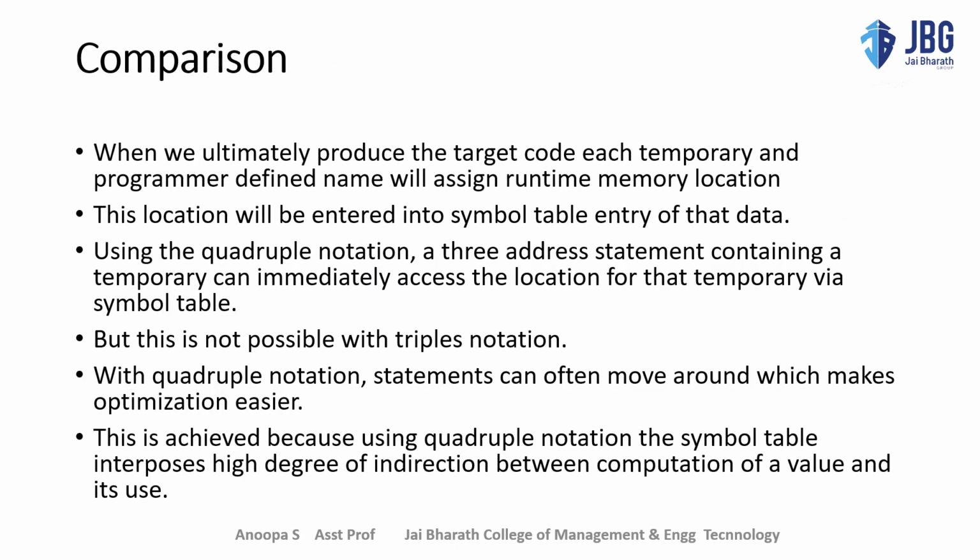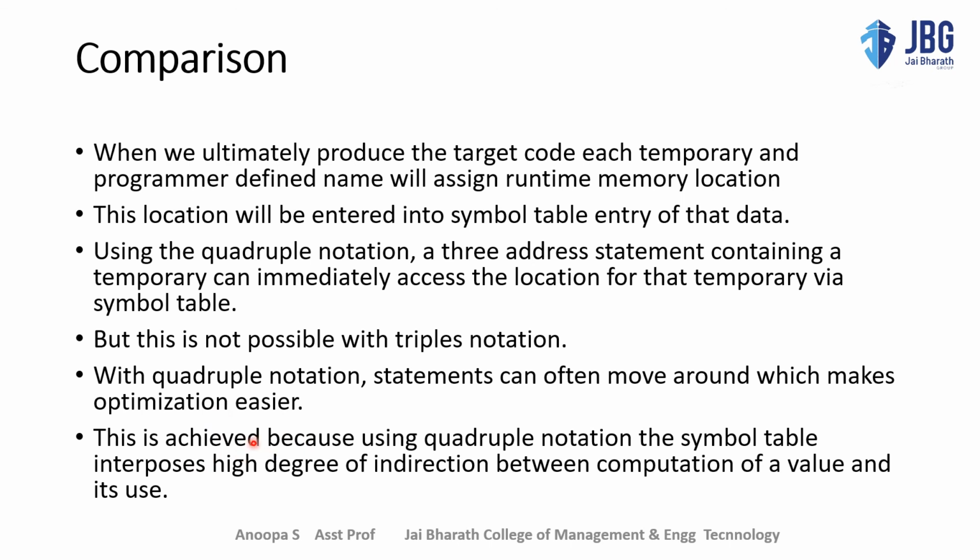So this is a comparison between the three types of three-address representations. As we have discussed, with quadruple notation, a three-address statement containing a temporary can immediately access the location of that temporary via the symbol table. But this is not possible with triples notation. With quadruple notation, statements can often move around, which makes optimization easier.